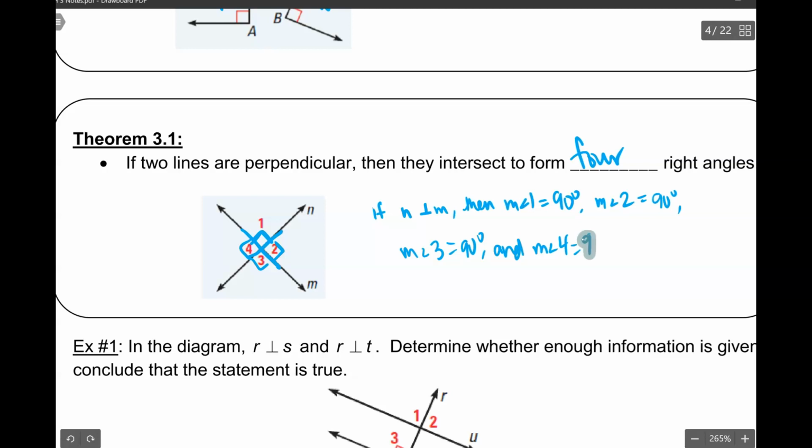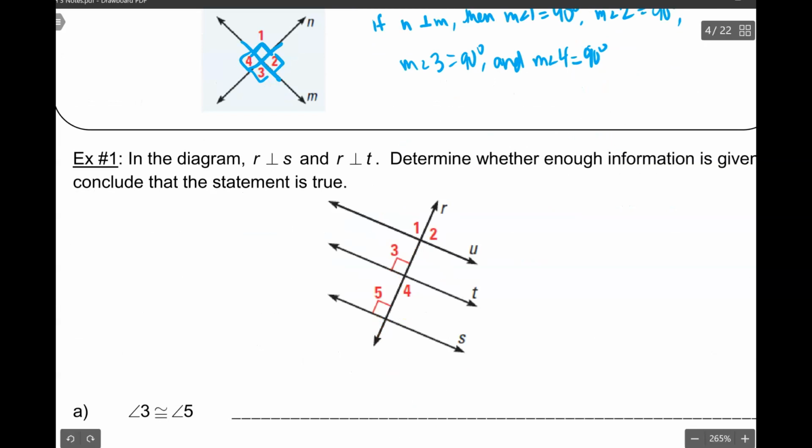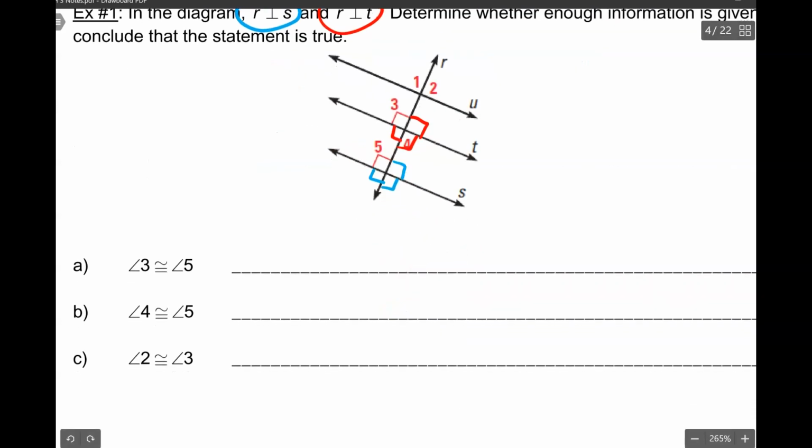Alright, so now we're going to practice applying these two theorems, and let's go through why. In this diagram, R is perpendicular to S. So here is line R, here's line S, and they are perpendicular. If you have two lines that are perpendicular, they intersect to form 4 right angles. We also see that R is perpendicular to T. So R and T intersect to form 4 right angles. All 4 of these angles are congruent. They are all 90 degrees, they're all right angles. And that's all we're given.